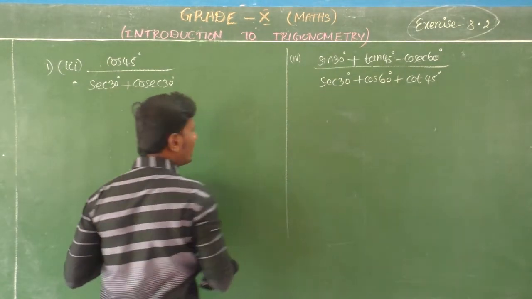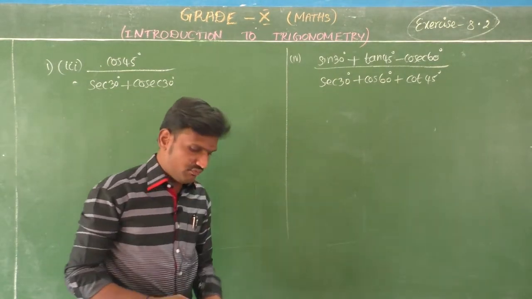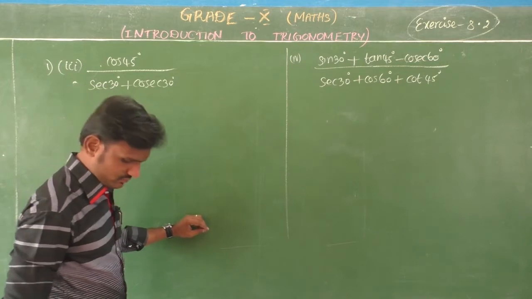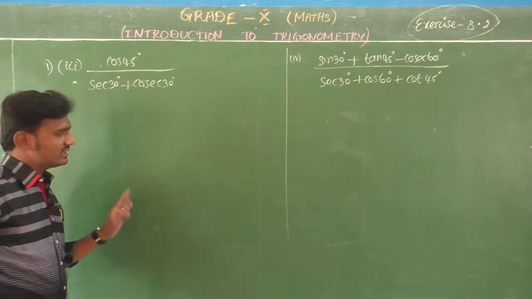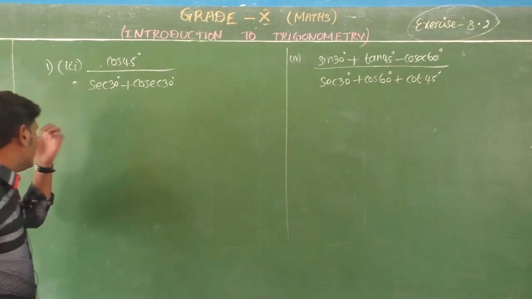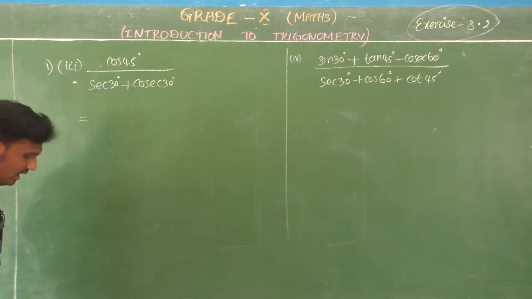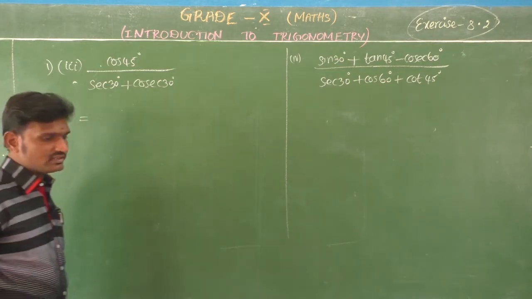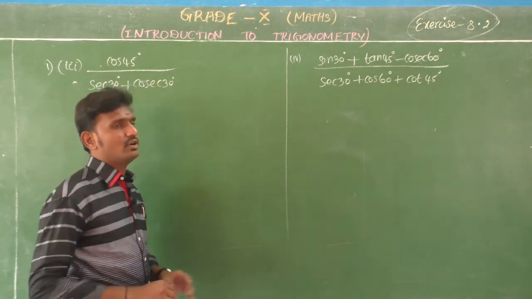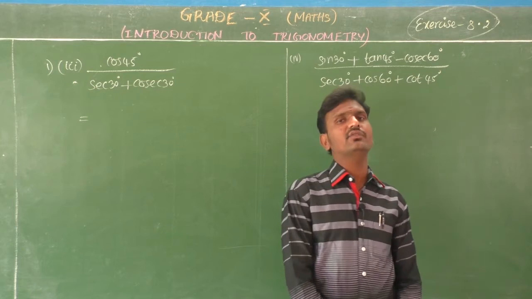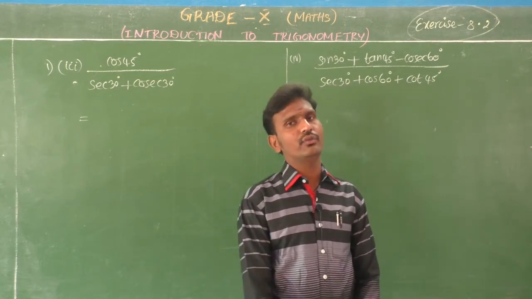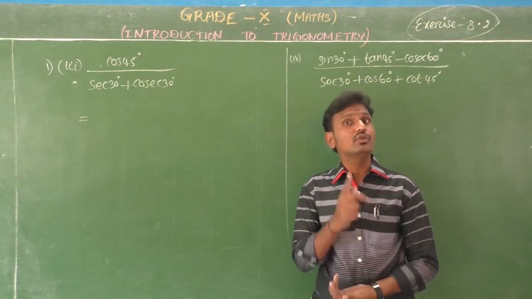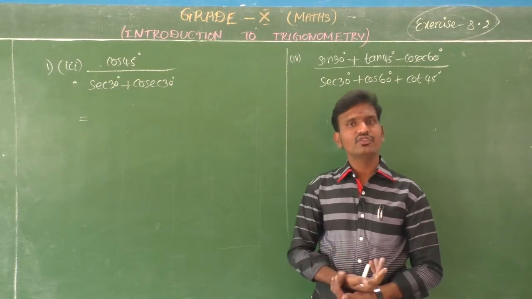So before entering this problem we should be thorough in the trigonometric table, otherwise we can't move a single step. Without knowing the trigonometric table we can't do this sum. Now look at the sum: cos 45 degree, the whole divided by secant 30 degree plus cosecant 30 degree. What is the value of cos 45? Already I told you cos 45 and sin 45 both have the value 1 by root 2. And tan 45 and cot 45, that also the value is equal to 1.